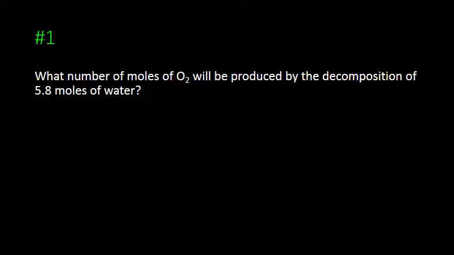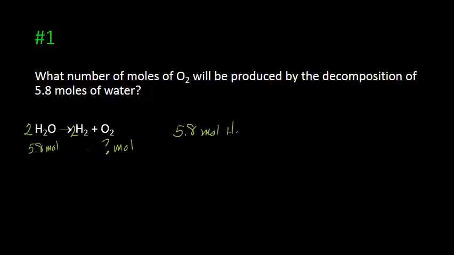All right, what number of moles of oxygen is produced decomposing 5.8 moles of water? Well, the first thing you're going to have to do is balance the equation. So let's put a 2 here and a 2 here, which balances the equation. And then we have 5.8 moles. I like to write what's given directly under the substance, and then put our question mark of moles underneath the other substance. That allows us to see what we have and where we're going. So let's start off with what's given. We have 5.8 moles of water.